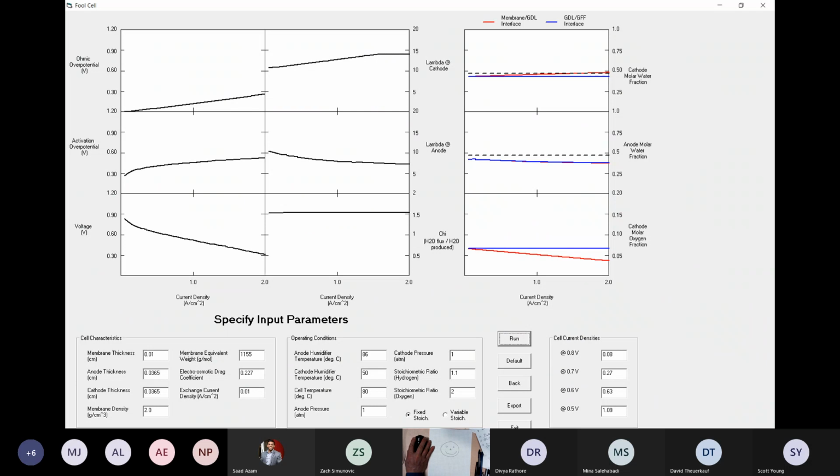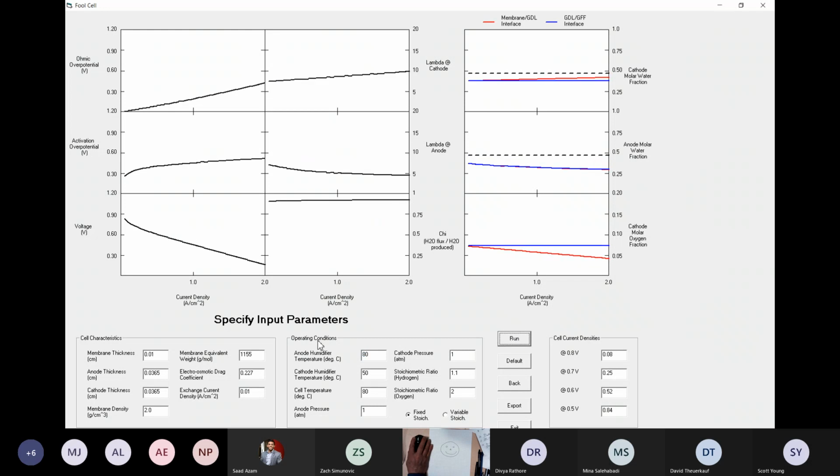So you could reduce the anodes back to 80 and see what happens. Made it much, much worse, right? Not flooding, but we're not bringing enough water in. Okay. So it's really kind of interesting to play around and see what happens.